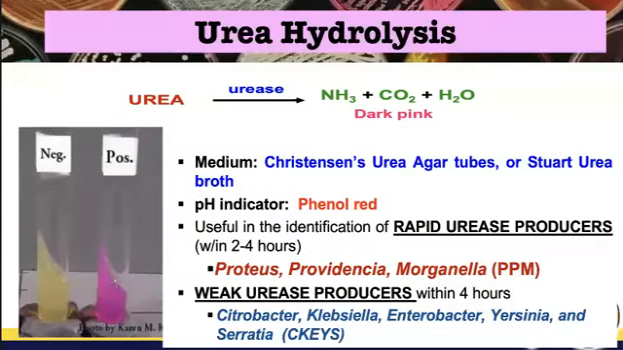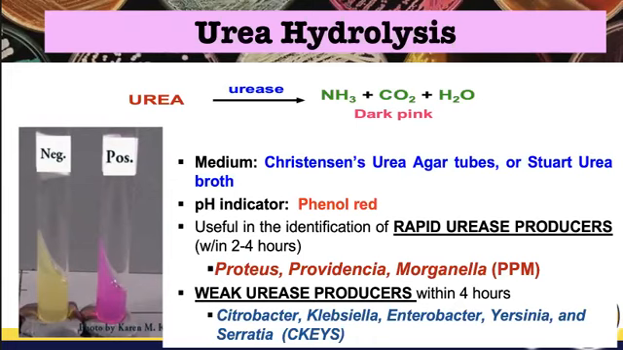To continue, we have urea hydrolysis. Of course, the enzyme that we want to identify for this test is urease, which, if present, will break down urea in the culture media into molecules of ammonia, carbon dioxide, and water. Now, if ammonia is released, this will cause a change.